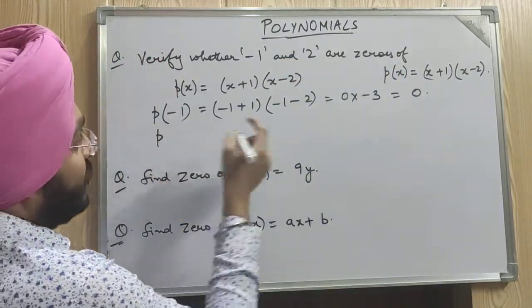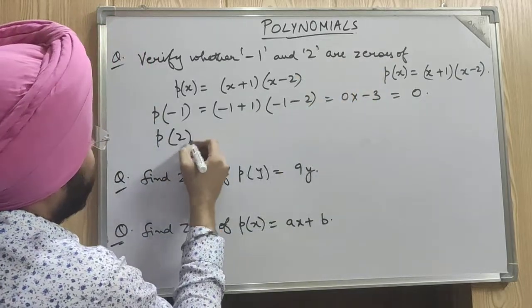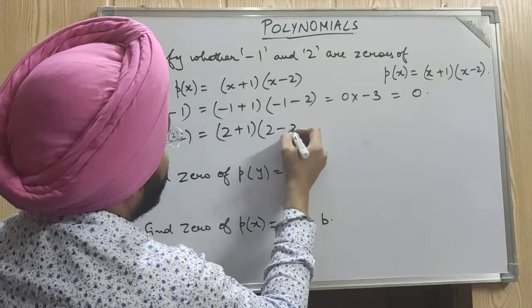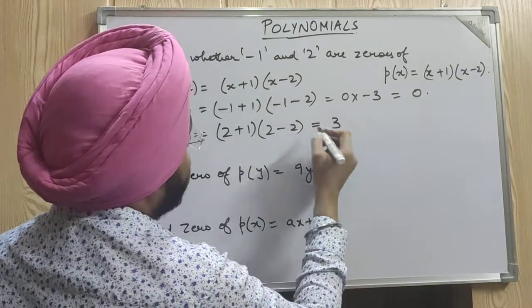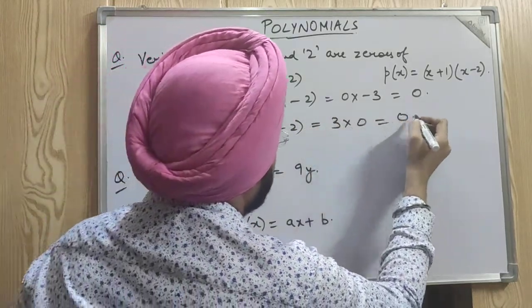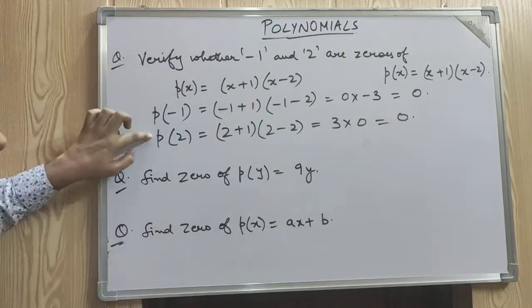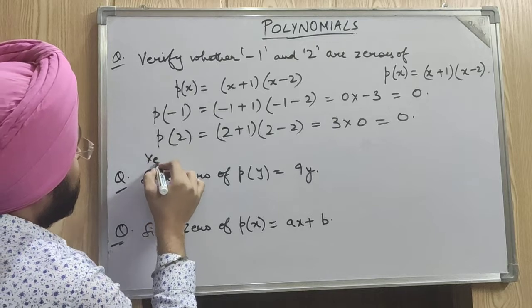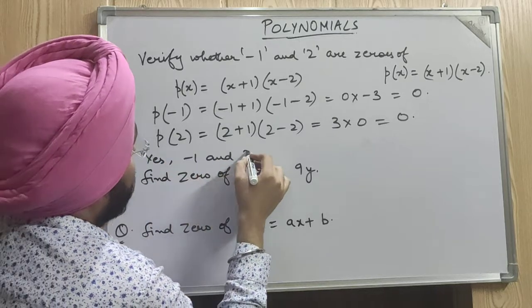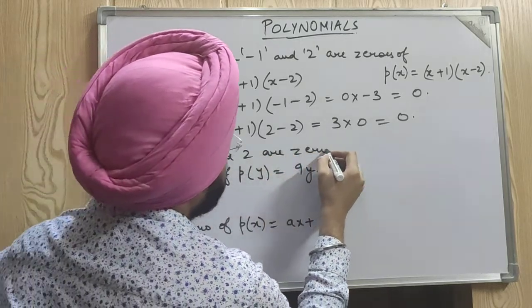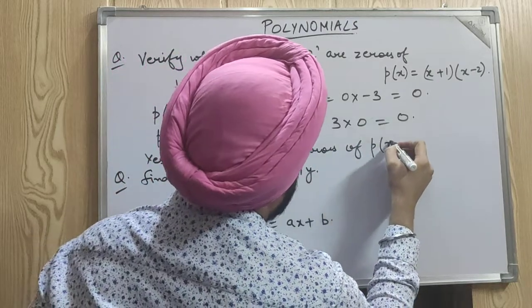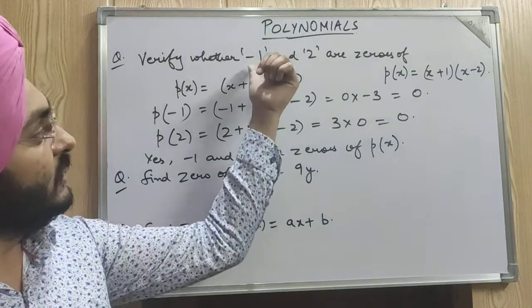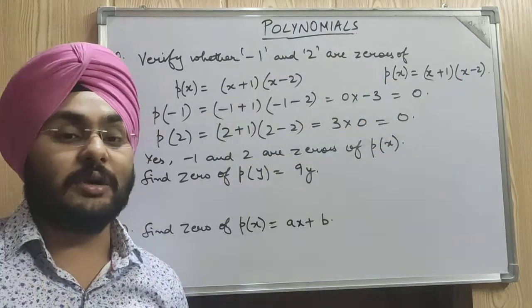Now substituting for 2. I put 2 here: 2 plus 1, and 2 minus 2. So 2 plus 1 will be 3 and 2 minus 2 will be 0. Now in both cases the answer is 0. So I say yes, minus 1 and 2 are zeros of the polynomial p(x). In this way you can find whether the given numbers are zeros of the polynomial or not.